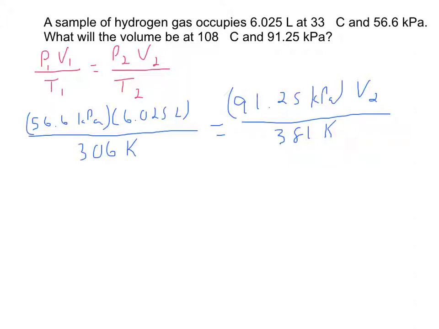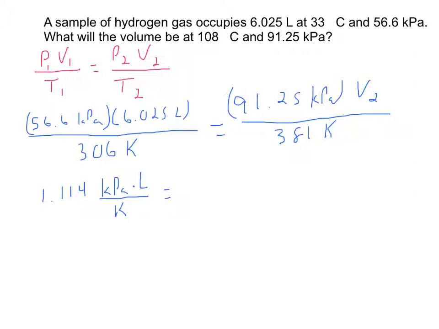All right, got a lot of numbers going on here. At this stage of the game, I would simply simplify. So let's simplify the left side of this. 56.6 times 6.025 divided by 306 would give me 1.114. And we have to do the units. Our units are kPa times liters over Kelvin. Nothing canceled out there, so we just write it all as is.